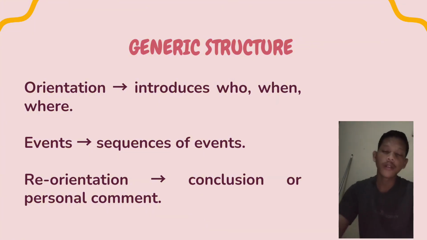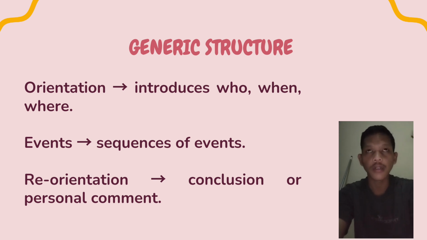After those explanations, after knowing about the general structure of recount text, which part do you think is the most important? Orientation, record of events, or reorientation?